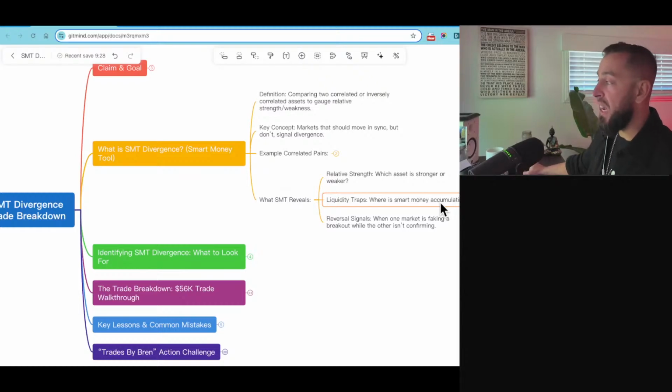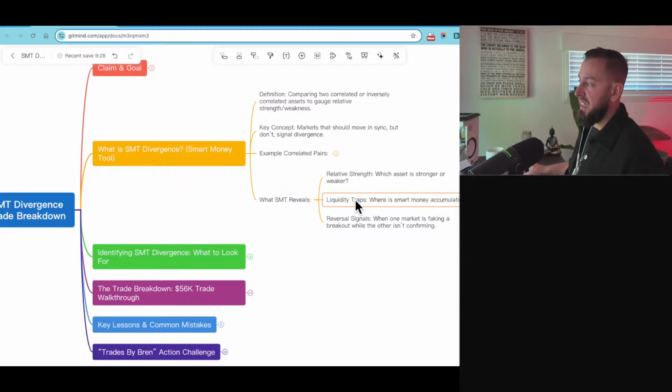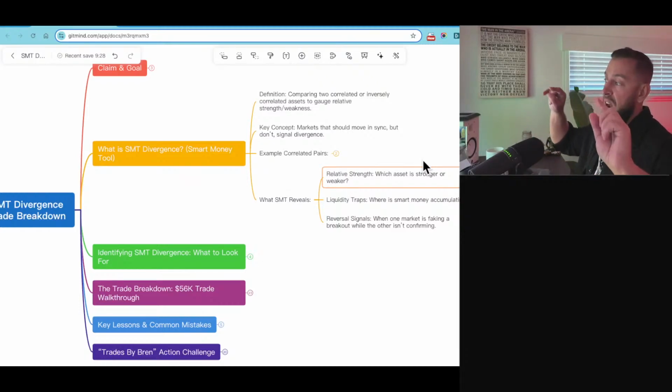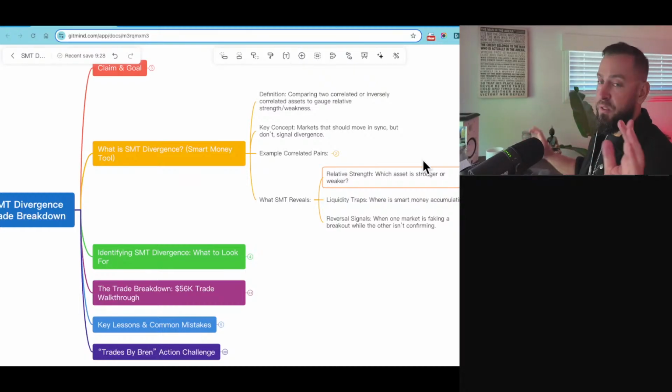Now, ICT traders talk about this in this way, but really this is support and resistance. You've heard of support and resistance. You can call it liquidity traps or support and resistance, but you want to know the process. So step one, we're looking for relative strength. Which asset is stronger or weaker? We just explained how to do that with the higher highs and lower highs. Are the bulls encroaching into the bear territory? Are the bears protecting their area? You want to look for that relative strength.